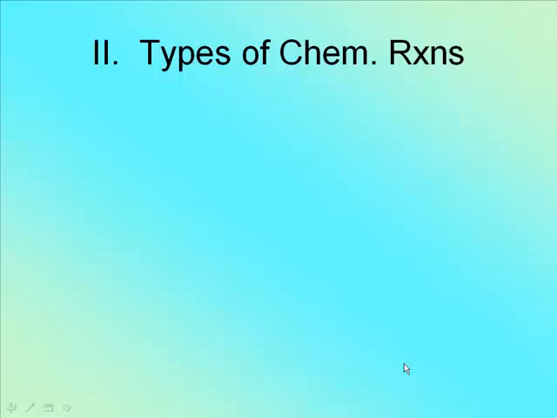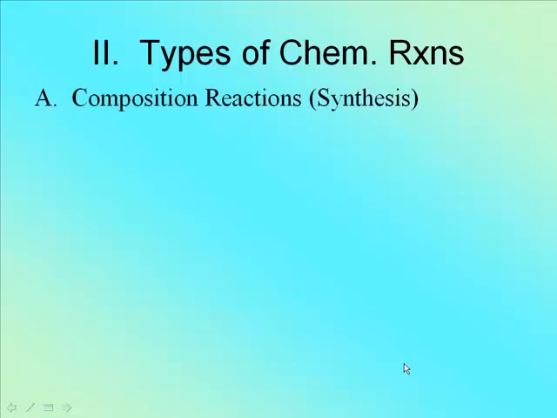Now let's get into types of chemical reactions. Let's actually see these being used. Let's talk first about a composition reaction. Composition reactions are also called synthesis reactions, and occasionally you will also read them as combination reactions. I don't know why they use different names, but they do.